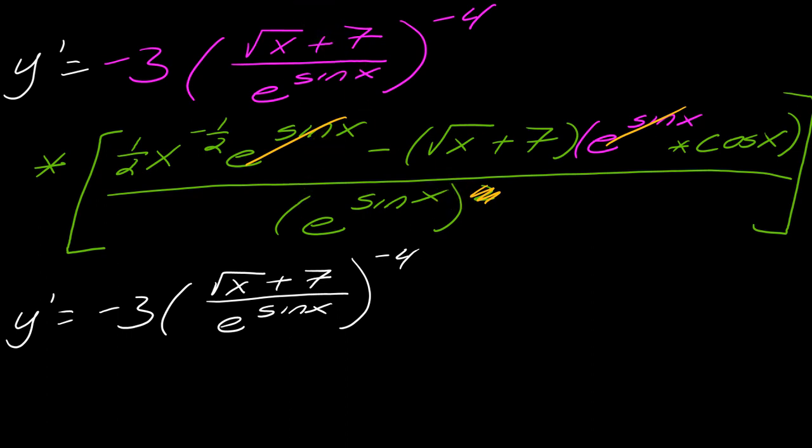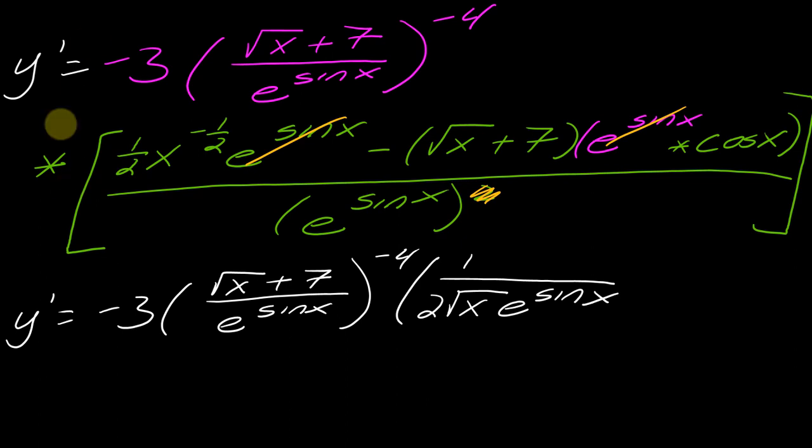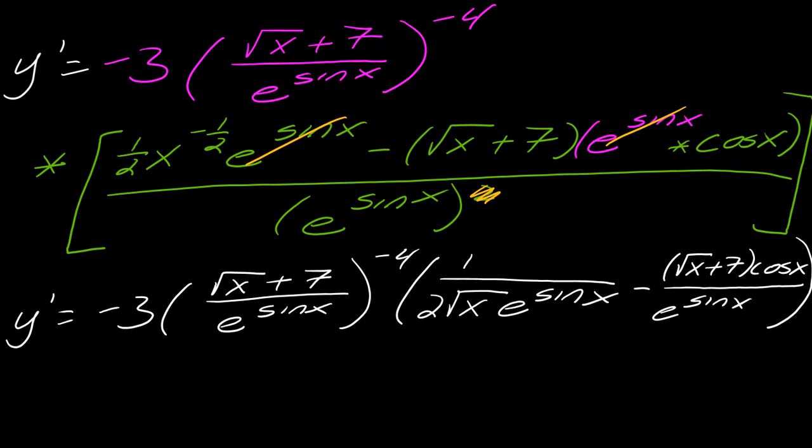Okay, so now if I want to write this in two separate fractions, this would be 1 over 2 times the square root of x e to the sine x. That's taking this part here over this part here. Now I'm going to subtract, and this will be the square root of x plus 7 times cosine of x, all of that over e to the sine x. Sorry, I'm getting a little squished here. But there's one way that you could simplify this. Again, there's more than one way to do it, so I'm just showing you one way.